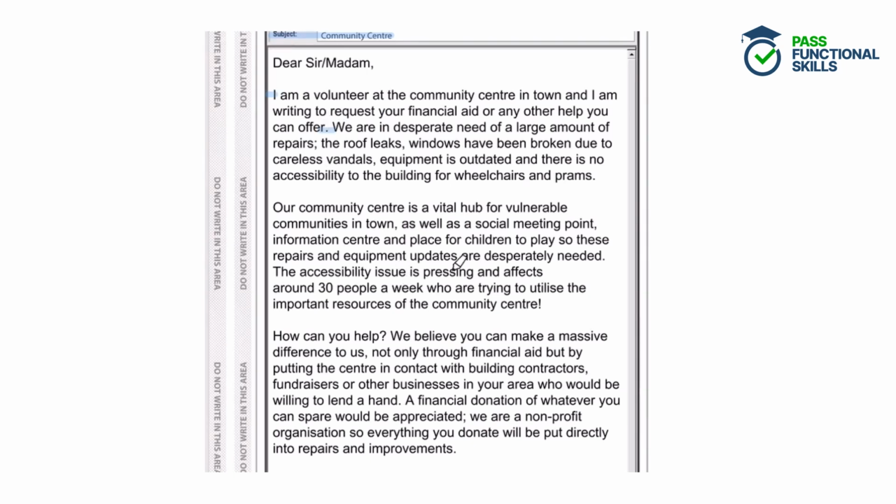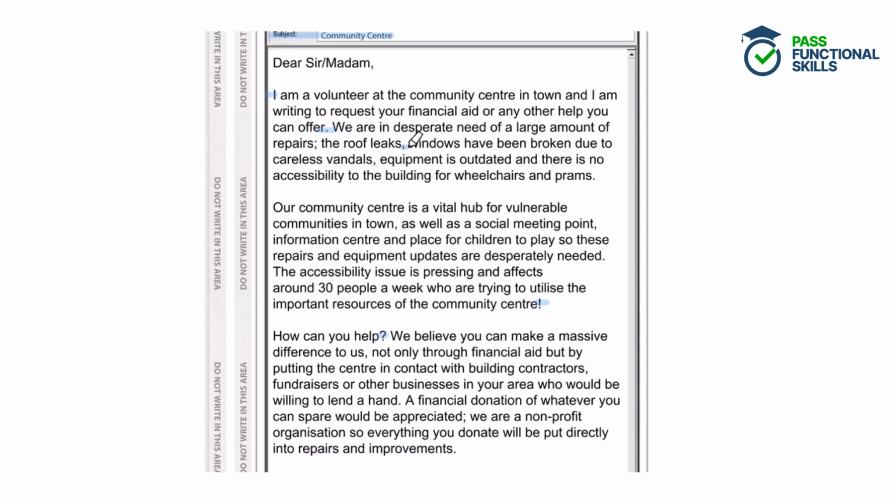Remember that you can also use an exclamation mark or a question mark to end your sentences if you want to emphasize your emotions or if you want to ask a question. We've also got lots of commas to break up ideas. So we've got commas used to create a list here.